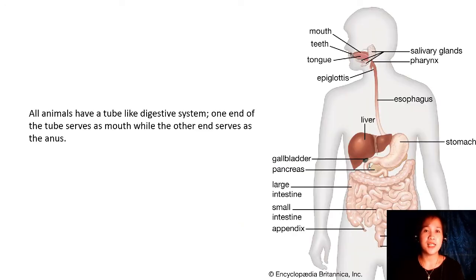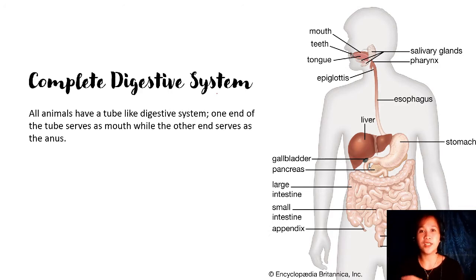Okay, all animals have a tube-like digestive system. One end of the tube serves as the mouth, while the other end serves as the anus. This digestive system is called a complete digestive system. The food enters the mouth first, then passes through the long tube and exits as feces through the anus. The smooth muscles of the tube-like digestive organs move the food rhythmically through the system where it is broken down into absorbable forms.